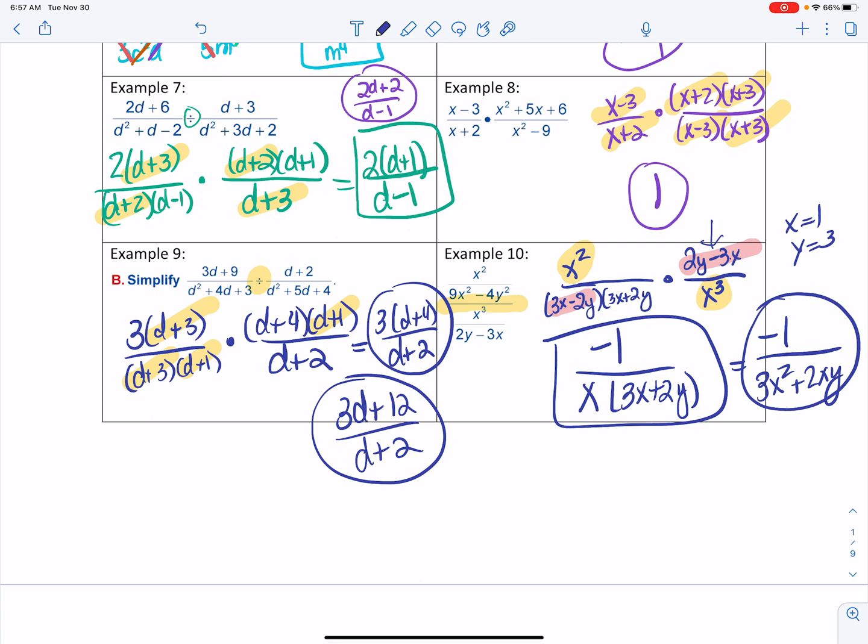Okay, so you're factoring and reducing. You've done this in past math classes. Okay, so your assignment is the Delta Math that goes with this.